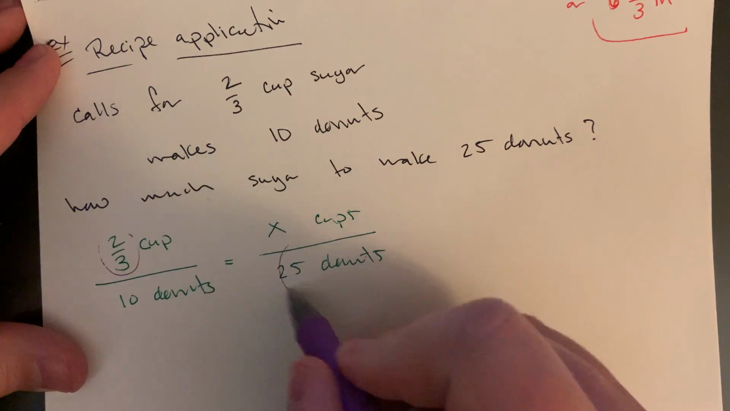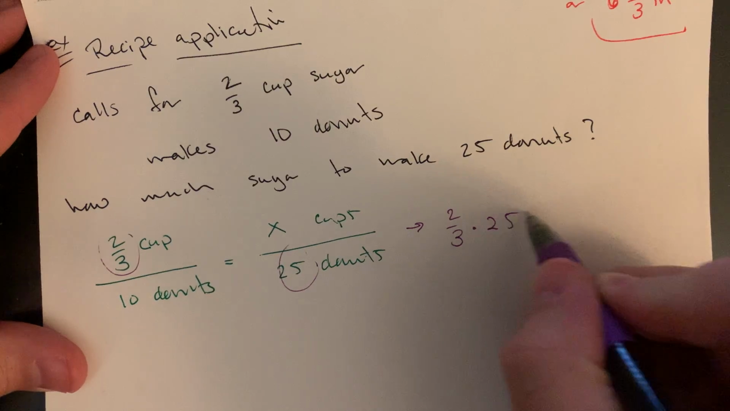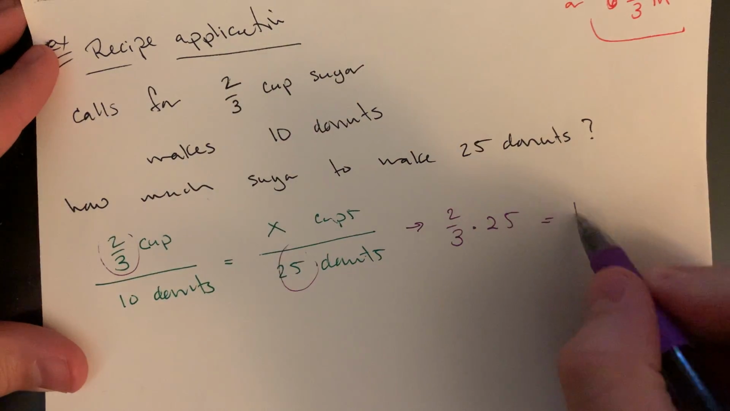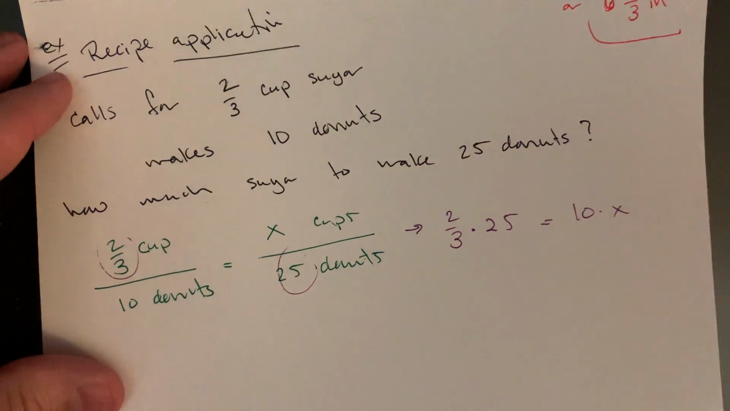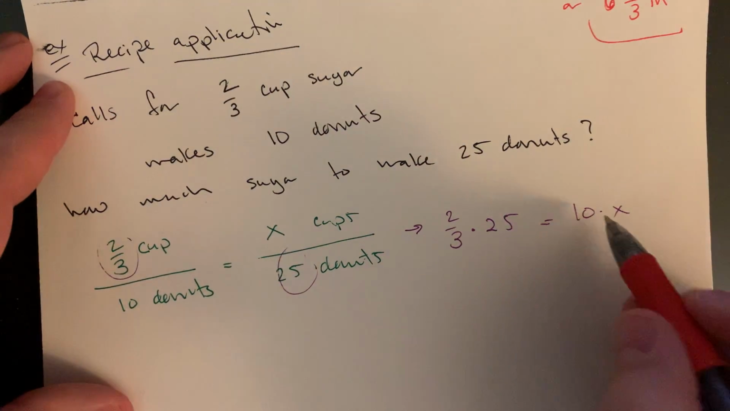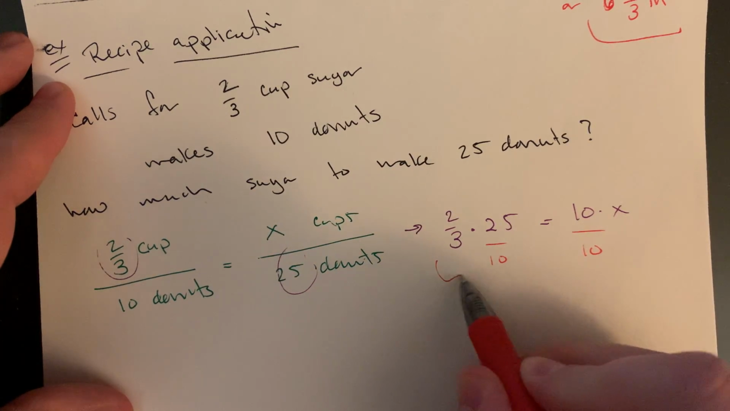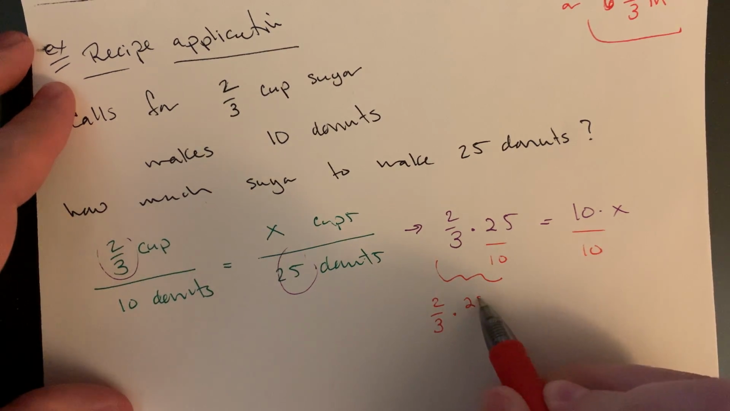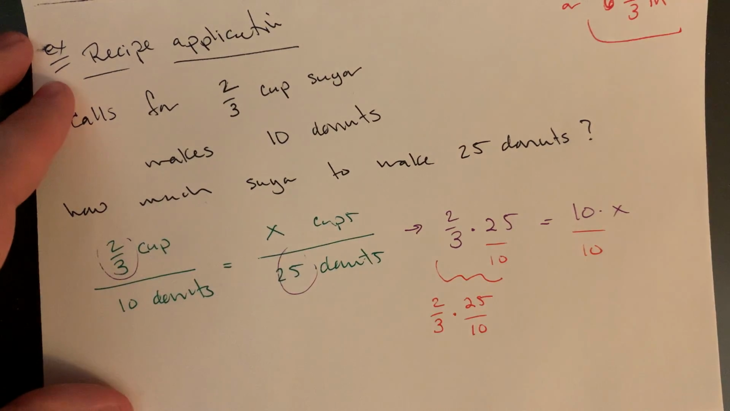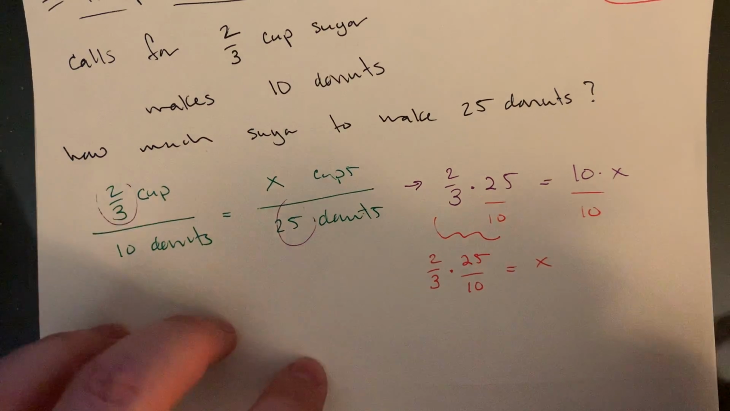So 2/3 of 25 equals 10 times x. And then, of course, to get my x, I'm going to do a division by 10. So I end up with, if I take all this together, 2/3 times 25 over 10. Kind of playing with this a little bit. We're obviously going to get some sort of a fraction here, but that's okay. We started with a fraction.